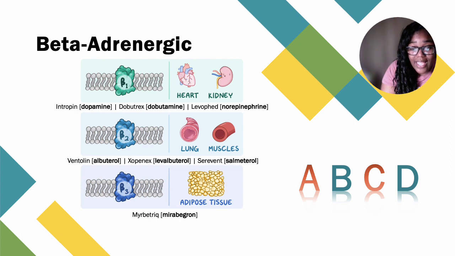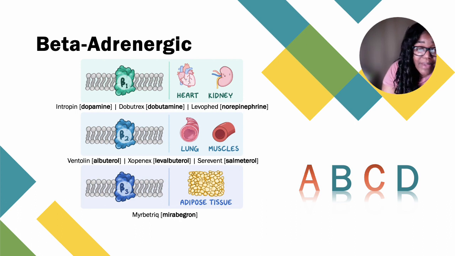So what you can say is that Levophed particularly is non-selective because it can affect alpha adrenergics and it can also affect beta receptors. So again, we have Levophed that is non-selective. We have dopamine, also known as Intropin, and you also have dobutamine, Dobutrex. These affect our beta 1 receptors.